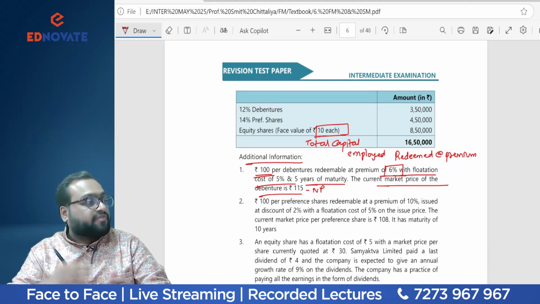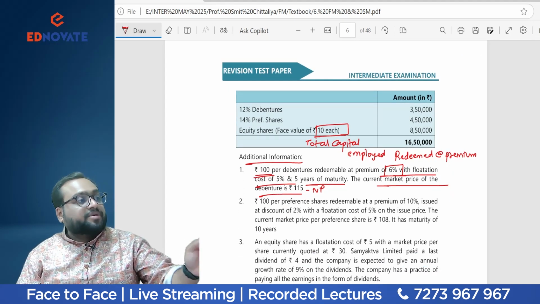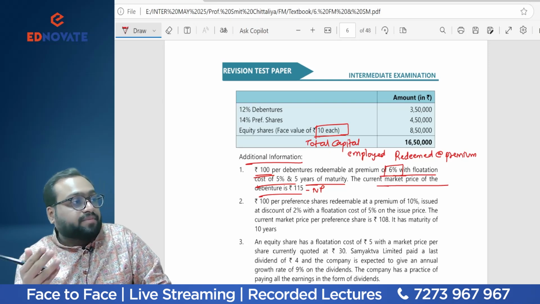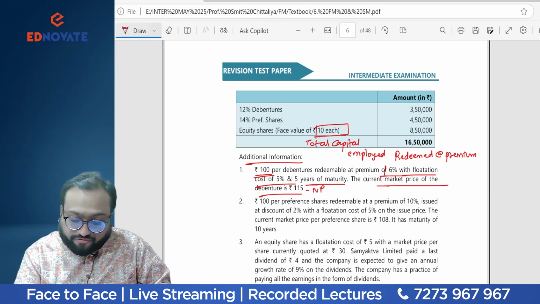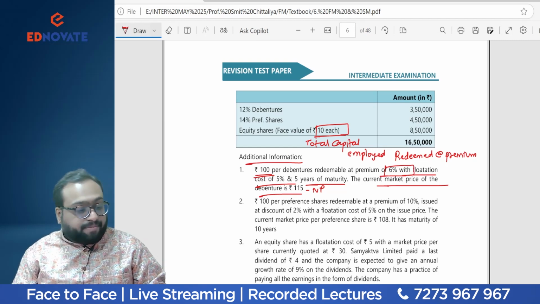One more time, I'm reading the first part for all of you. 100 rupees per debenture, redeemable at premium of 6% with flotation cost of 5% and 5 years of maturity.